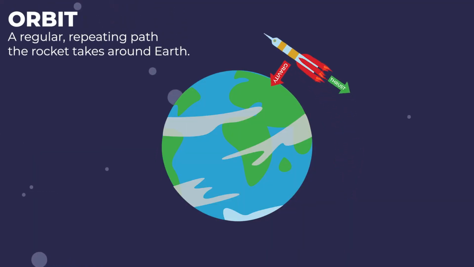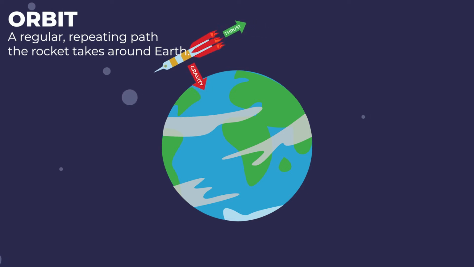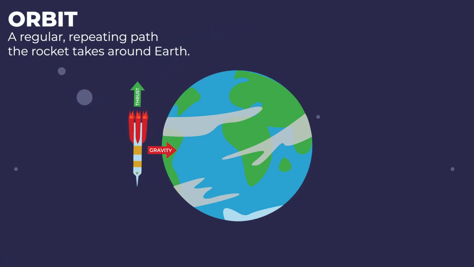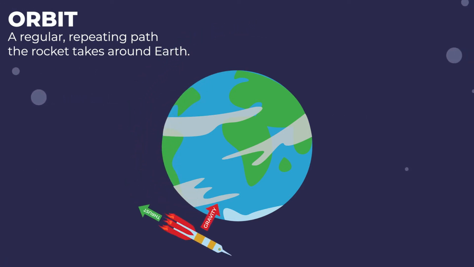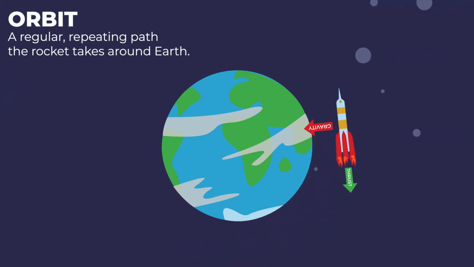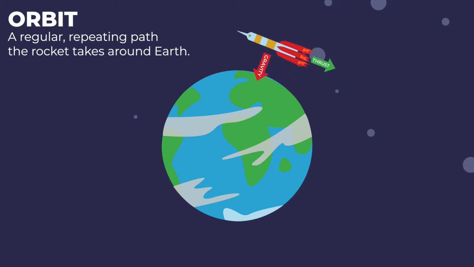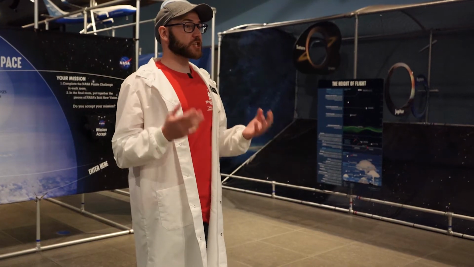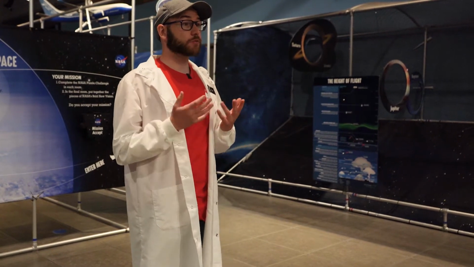Orbit is a circular motion around a planet or another body with a lot of mass that is a balance of the force of gravity pulling the object down and that object's own speed moving it forward. In order to achieve orbit, rockets need to be going really fast. And that means they need a lot of fuel.